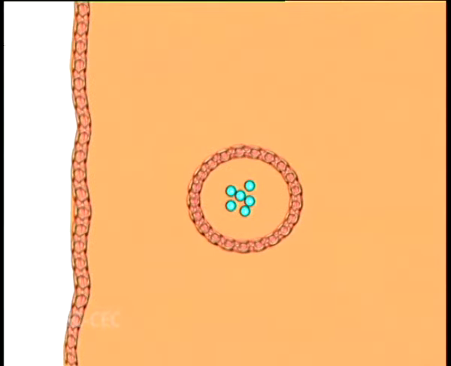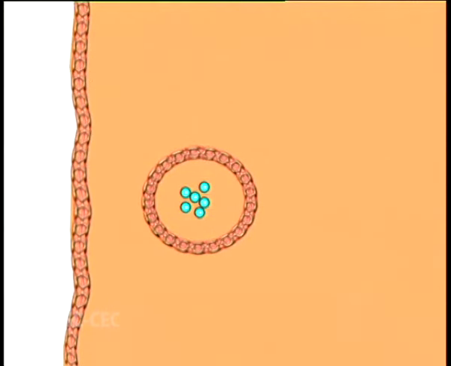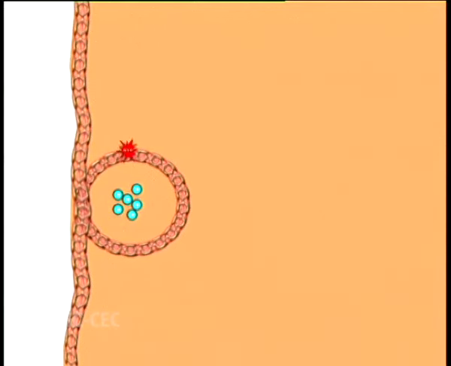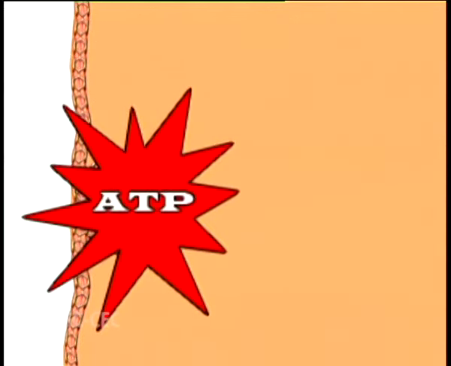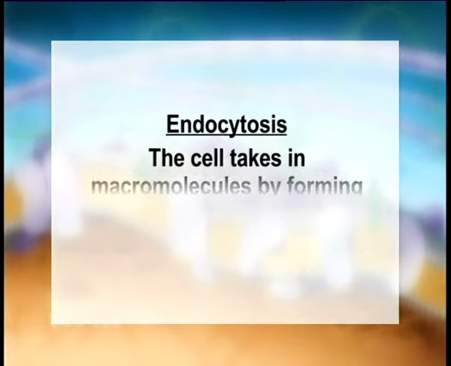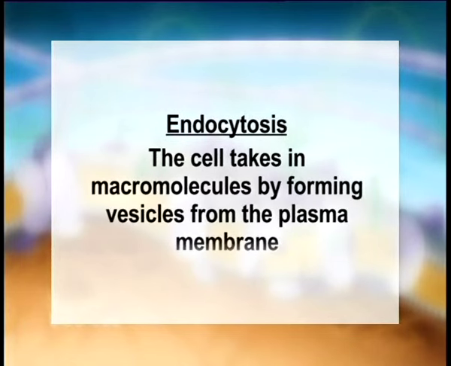In exocytosis, transport vesicles move to the membrane, fuse with it and release their contents. Many of the secretory cells use exocytosis for the export of their products. In endocytosis, the cell takes in macromolecules by forming vesicles from the plasma membrane.